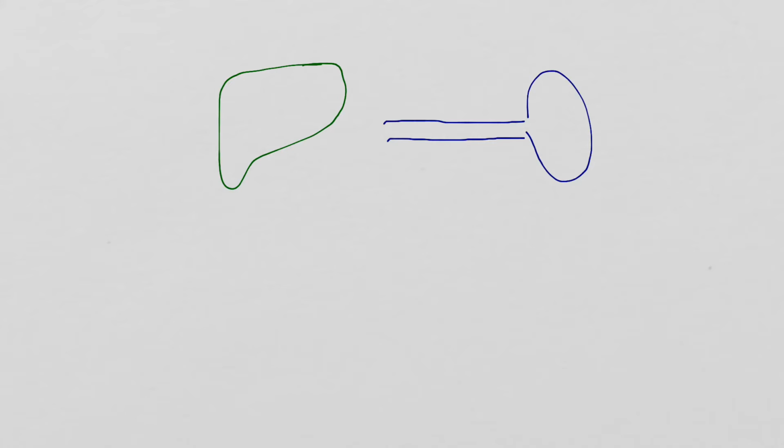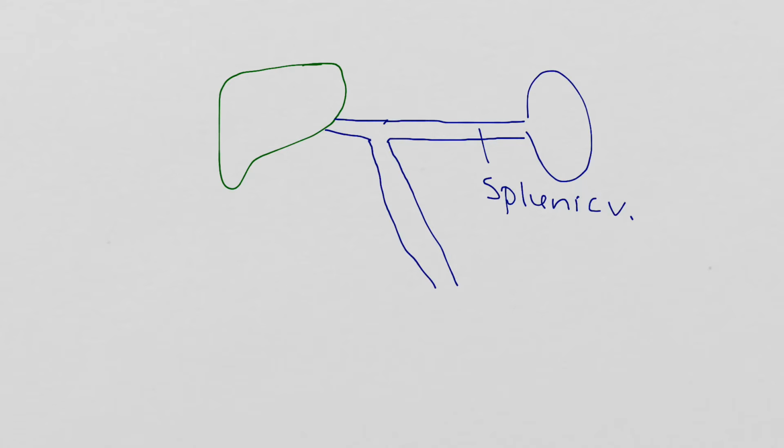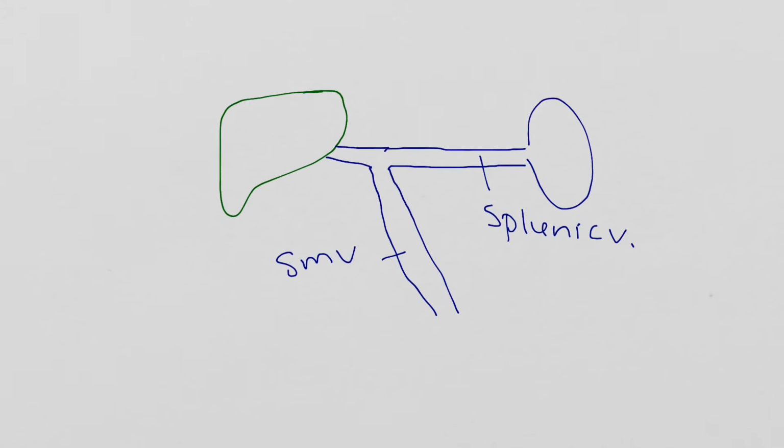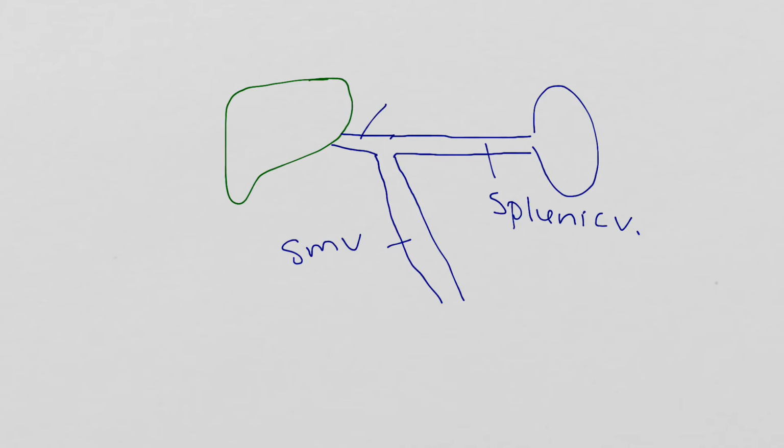So here's a liver. Here's what happens. The splenic vein is coming over this way from the spleen. It's going to meet up with the superior mesenteric vein. Those two veins get together. So let's label this quick. Here's splenic. Here's superior mesenteric vein. When those two veins get together, that forms the hepatic portal vein.